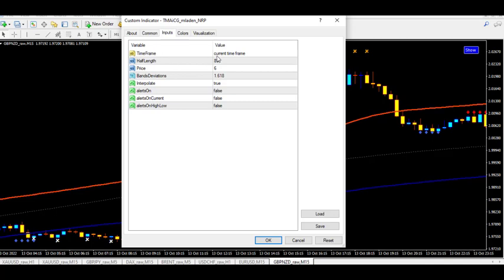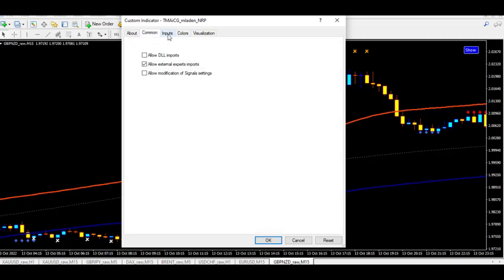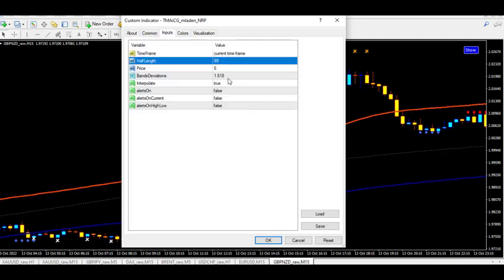You can change this to 54. You can play with the half length. You can play with the band deviation also. So you can play with this value and see which of the setting you like for this particular indicator. And once you've done that, you set it up, just click OK.